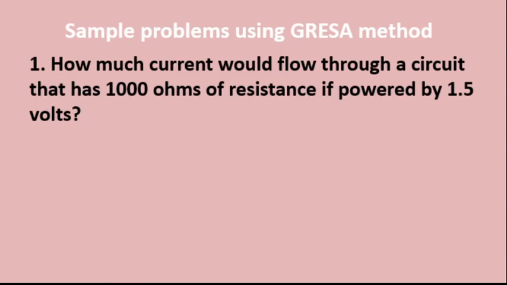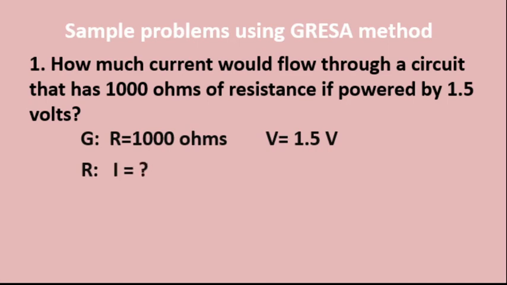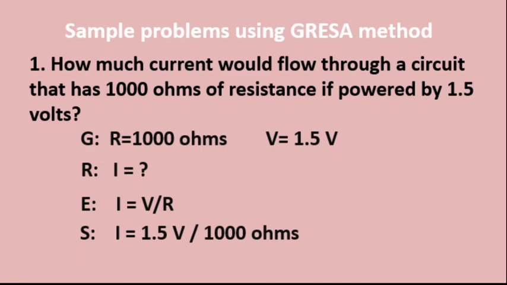Let us answer the problem. So we have given: resistance is equal to 1000 ohms and voltage is equal to 1.5 volts. Required is current. Equation: current is equal to voltage divided by resistance. Solution: current is equal to 1.5 volts divided by 1000 ohms. The answer is current is equal to 0.0015 amperes. Did you get it right? Very good. Now, let us go to number 2.